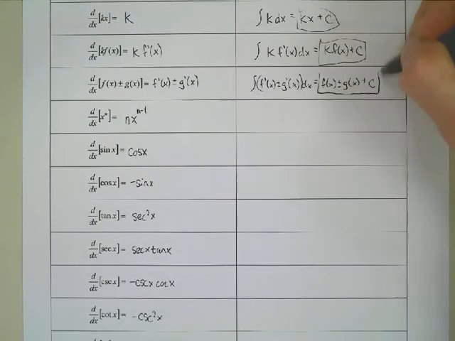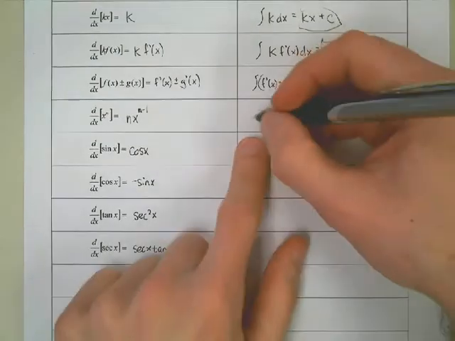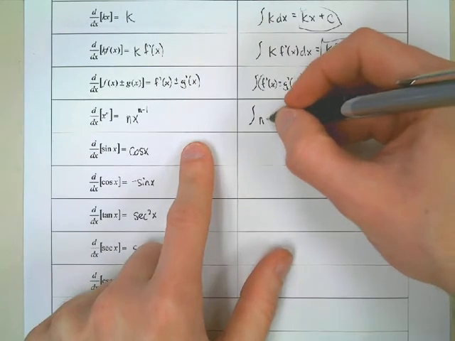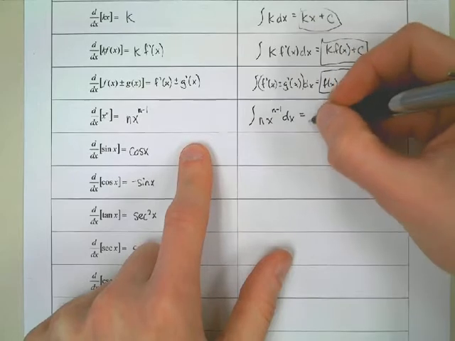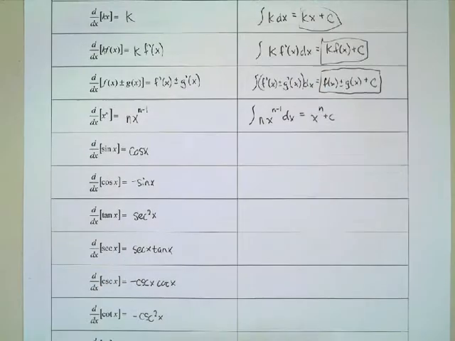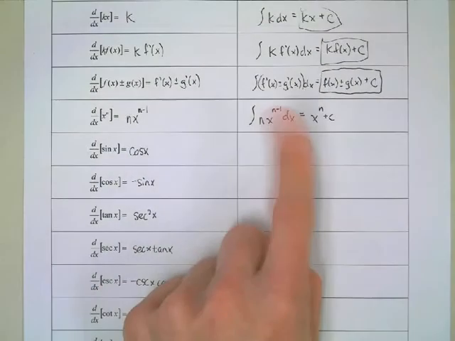All right, and so we can continue on here, right? The integral of n times x to the n minus 1 with respect to x is just x to the n plus c. Okay, but this is not the normal one that we see. This is not the normal rule that we see. All right, so I want to separate that here.